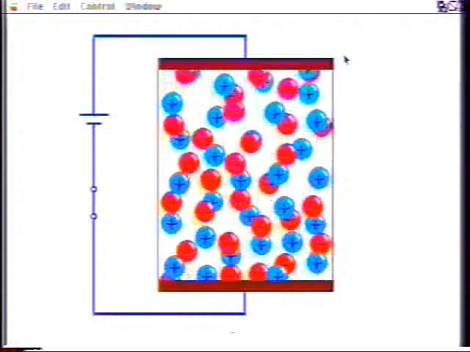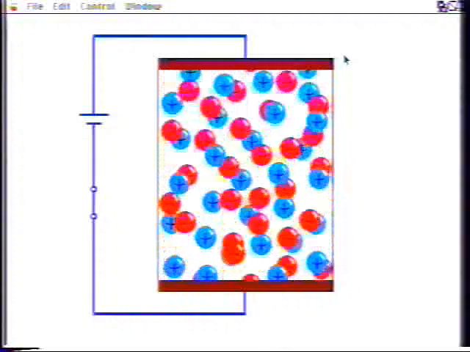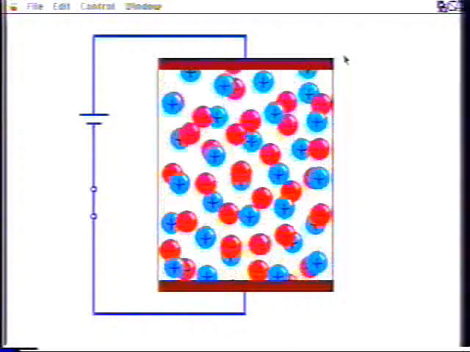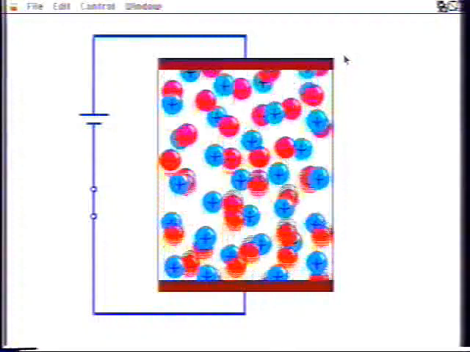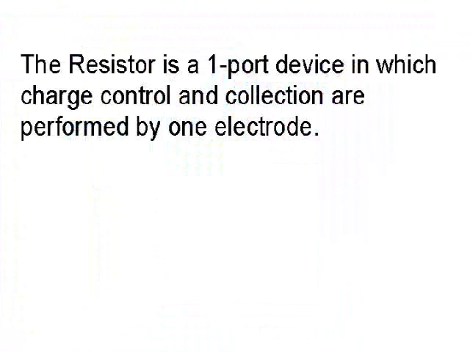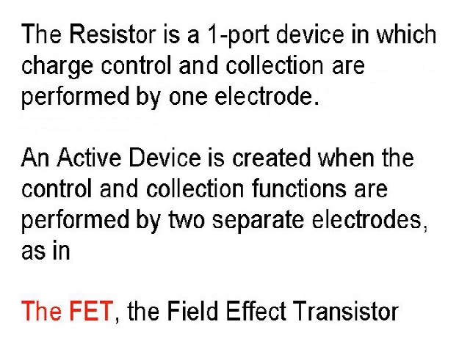The second important feature of this model is that the top electrode controls the amount of current and collects the current. That is, there are two distinct functions, control and collection of current. And in the resistor, one electrode performs both functions. To make an active three-terminal or two-port device, one merely has to separate the two functions, so that the current at the output electrode is controlled by a different electrode, the input terminal.